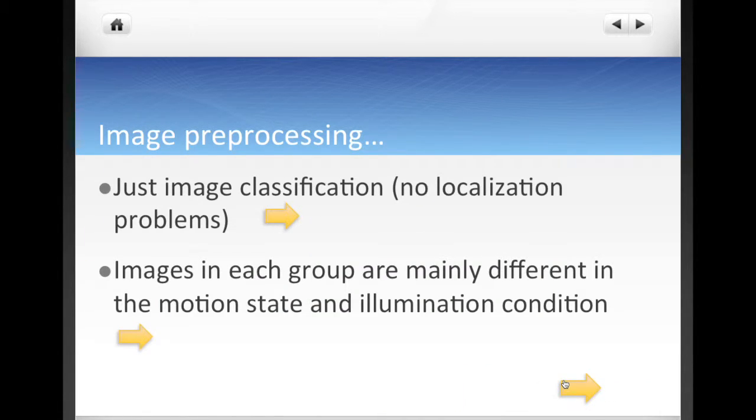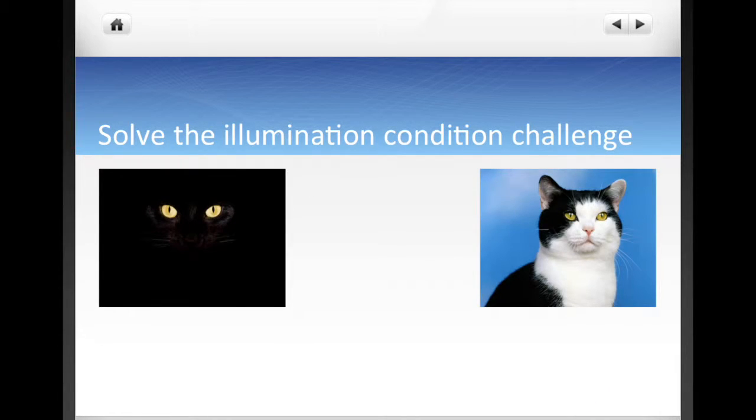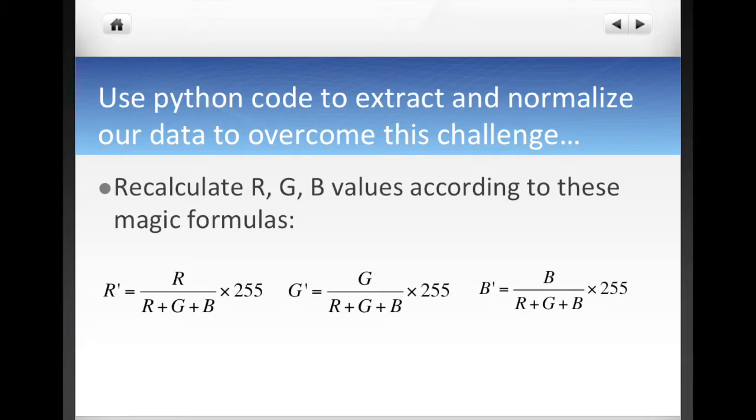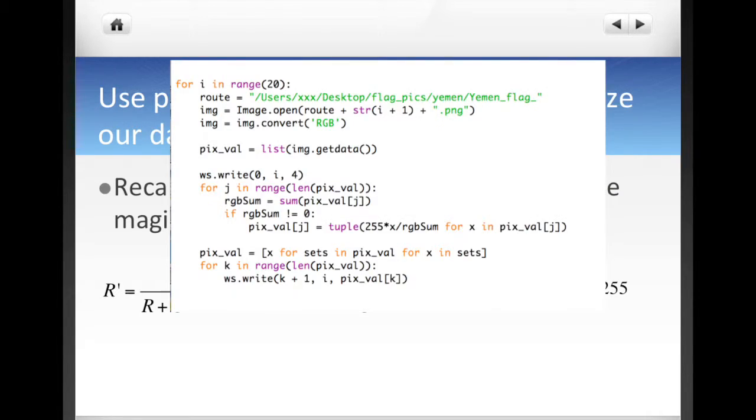So how can we solve the illumination condition challenge? As a programmer, you definitely don't want your program to die at the infant stage. Therefore, we use a magic formula which calculates the proportion RGB takes within a single pixel and then restores it by multiplying by 255. This shrinks the brightness deviation between images greatly.